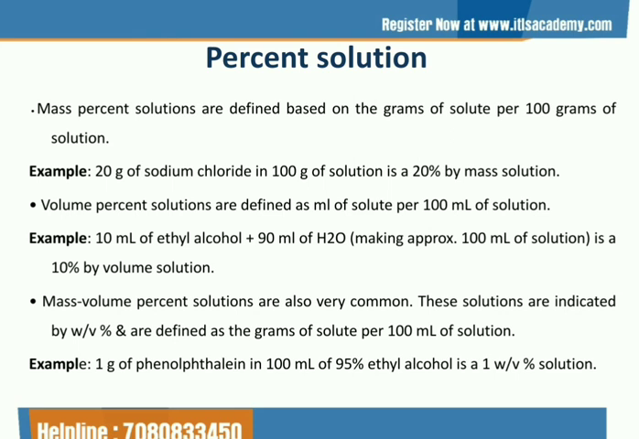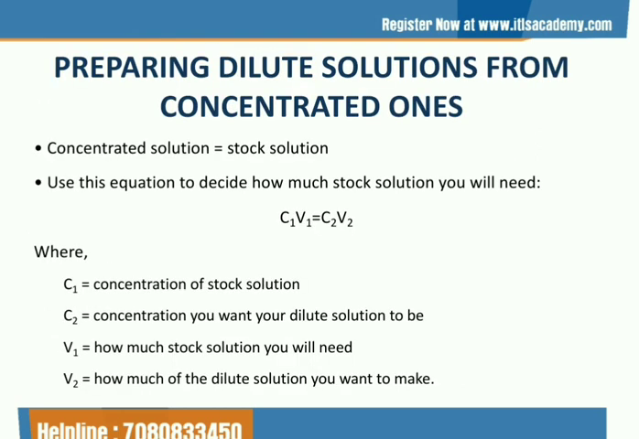Mass volume percent solutions are also very common. These solutions are indicated by weight divided by volume percent and are defined as the grams of solute per 100 ml of solution. Here is an example of a mass volume percent solution: 1 gram of phenolphthalein in 100 ml of 95% ethyl alcohol is a 1% weight by volume solution.